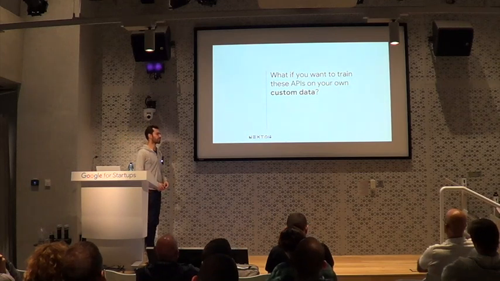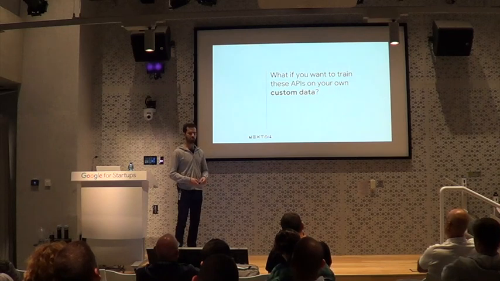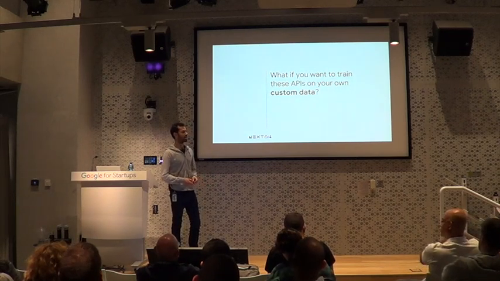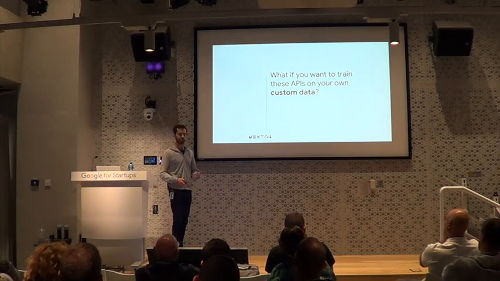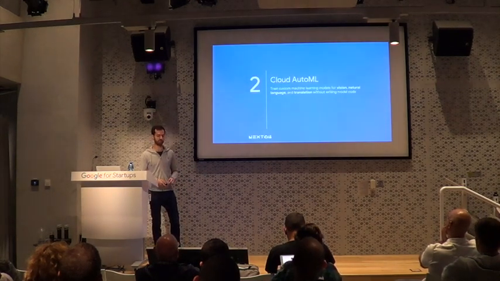So those APIs are great for general purpose image recognition, natural language processing, and so on. But what if you need something more complex? You want a customized model that's based on your data. That's where AutoML comes in.